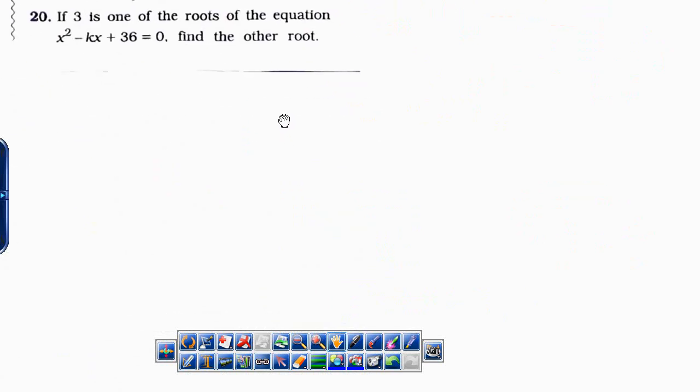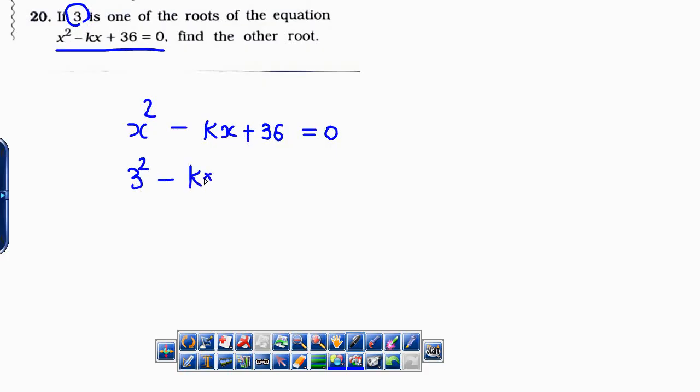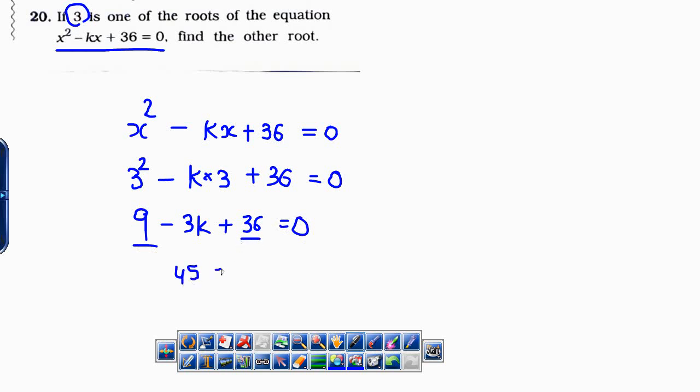If 3 is one of the roots of the equation, find the other root. 3 इस इक्वेशन का रूट है, मतलब मैं उस इक्वेशन में उसको सब्स्टिट्यूट कर सकता हूँ. सो x की जगह पे 3, x की जगह पे 3, 9 माइनस 3k प्लस 36 इज इक्वल टू 0. माइनस 3k को सामने भेज दो and 9 प्लस 36 इज 45 and 3 gets divided. 45 by 3 is 15. k की वैल्यू 15 आ गई.